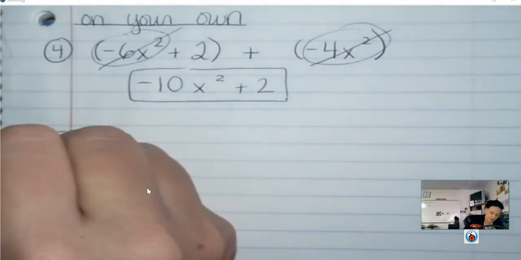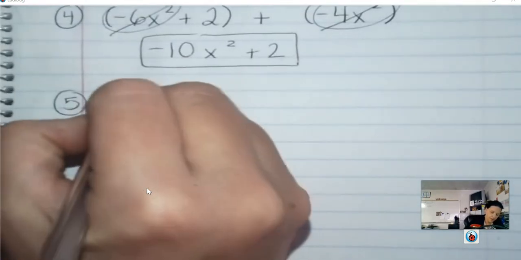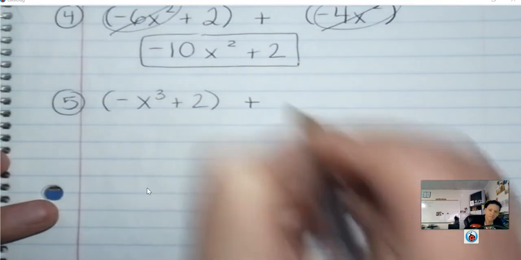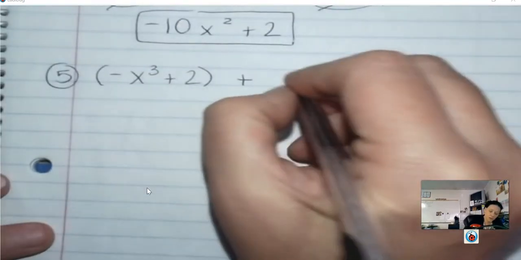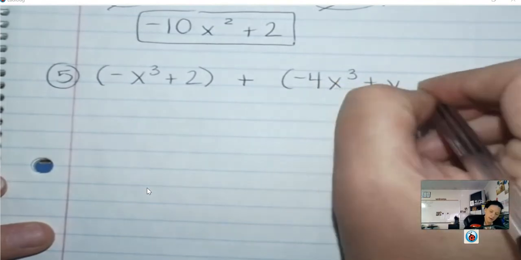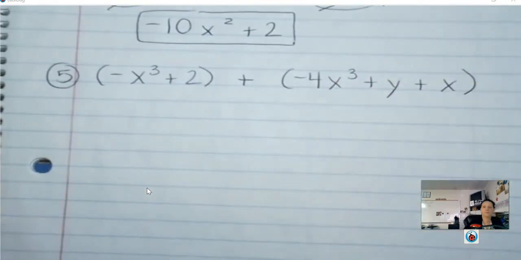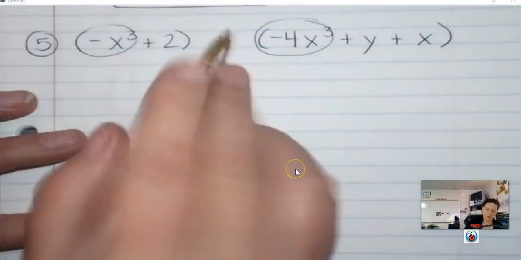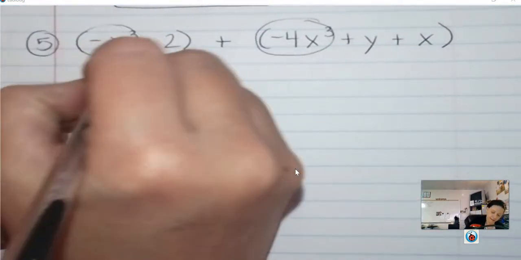Okay, number 5. Negative x cubed plus 2. Add that to negative 4x cubed plus y plus x. Find the sum. Negative 1 minus 4 is negative 5. I have negative 5x cubes.